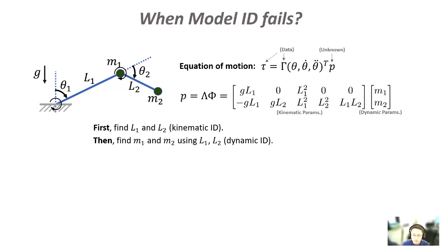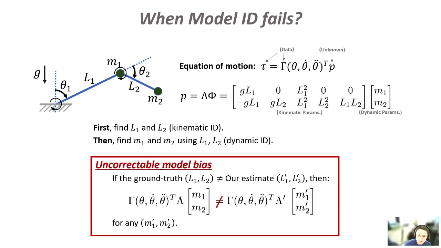Following the traditional decoupled identification method, the kinematic parameters L1 and L2 are identified by measuring the end effector positions for each joint angle. And then we identify the mass M1 and M2 with the equation of motion. However, if we assume that our estimates L1 prime and L2 prime are not equal to the true values due to noisy position measurements, then the problem is that we can never find the proper values of M1 and M2 that satisfy the equation of motion because of these two different lambda terms. This problem is called uncorrectable model bias.